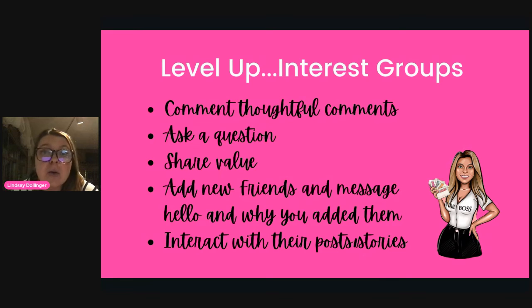Also, share value. I'm just going to use my Peloton group because that's what I'm thinking of. If I had a really awesome ride and I stacked it with another ride and another one and it worked perfectly for an hour and I'm jazzed about it, I'm going to share that. I'm going to take a picture of that ride. I'm going to share it in that group and let people know.